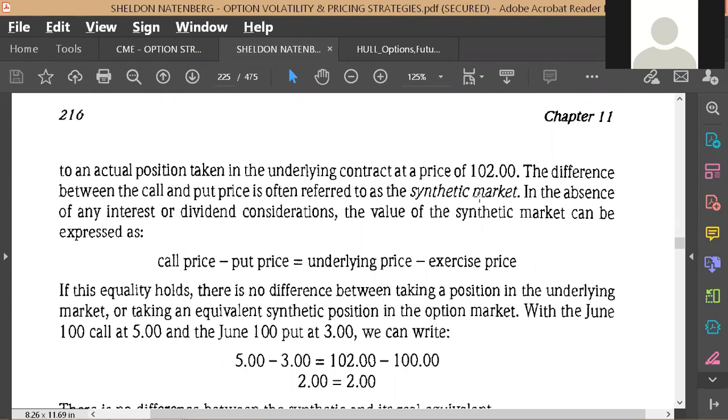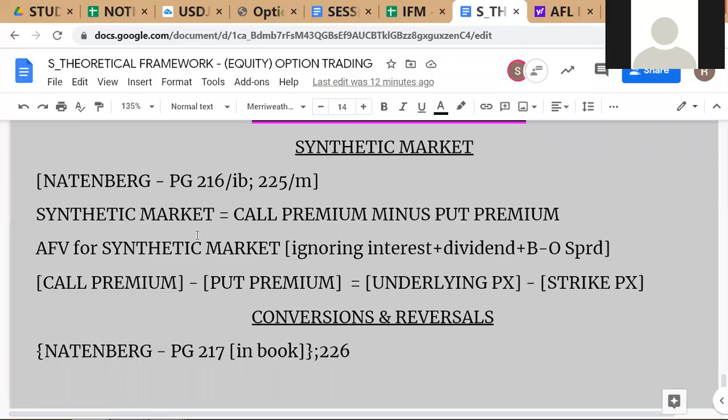And then he's making a second statement, which is the absence of interest or dividends. I've added one more condition: ignoring interest plus dividends plus bid offer spreads. No bid offer spread means all the prices you see are mid prices. Normally when we refer to prices, those are mid prices, unless we qualify them by saying they're bids or offers. So here I'm saying that there's no bid offer spread. Ignoring interest means that interest is zero, dividend is zero, bid offer spreads are zero.